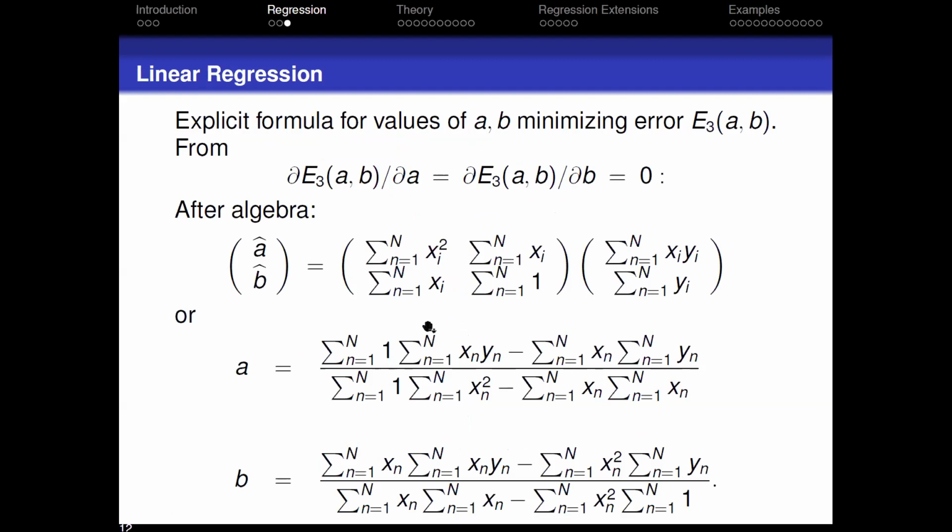And what this means over here, this means the sum n goes from 1 to N of 1. So we just add 1 N times. So 1 plus 1 plus 1, that's just going to be capital N. This means we sum n goes from 1 to big N of xn times yn. So we would just multiply x1 times y1, add to that x2 times y2, add to that x3 times y3, and so on. It's a nice, clean, explicit formula.